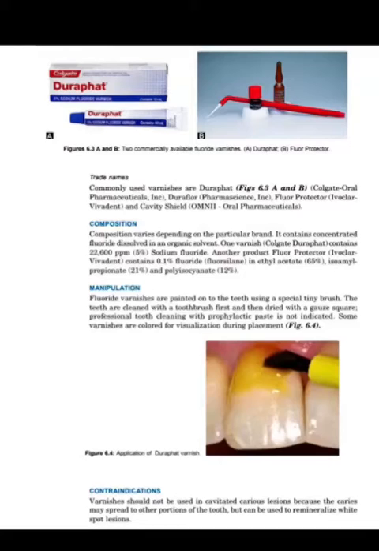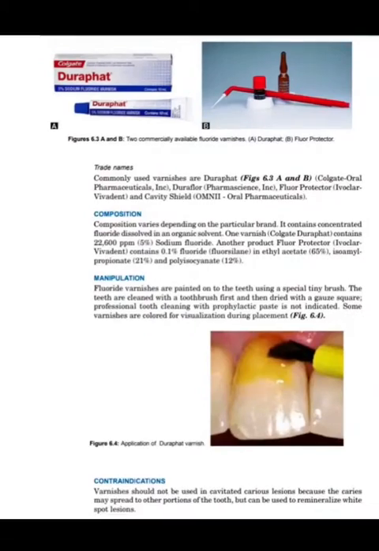Contraindications: varnish should not be used in cavitated carious lesions because the caries may spread to other portions of the tooth, but it can be used to remineralize white spot lesions. So we can use them to remineralize white spot lesions, but we can't use them in cavitated carious lesions. So this is about the varnishes.